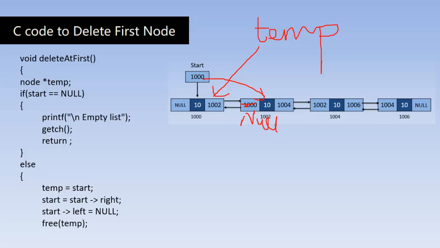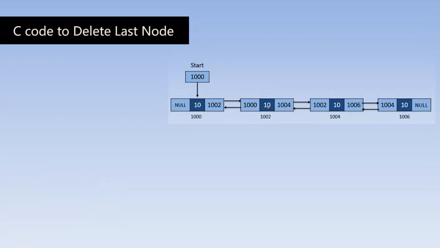Now I'll free temp. If I free temp, this will be deleted. So look here, this will be the first node, and the left part of this has got null in it, right? Moving on, how to delete the last node?